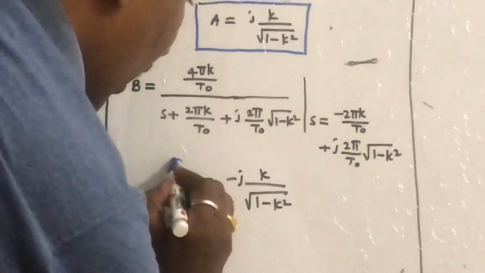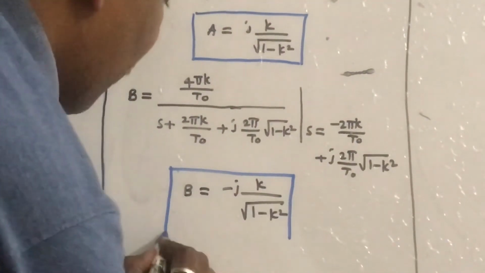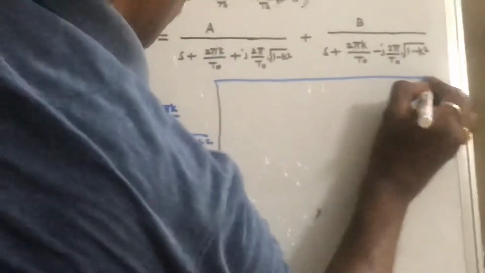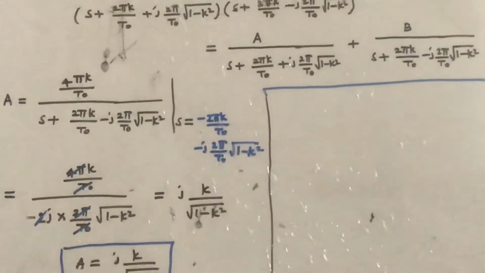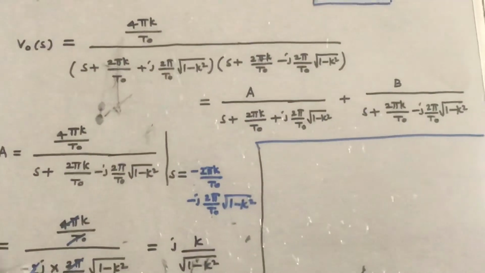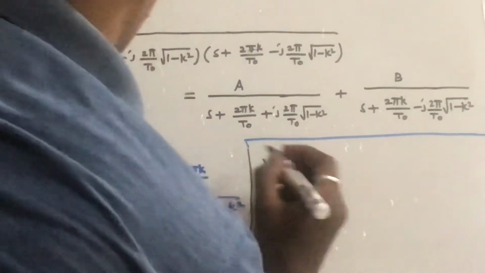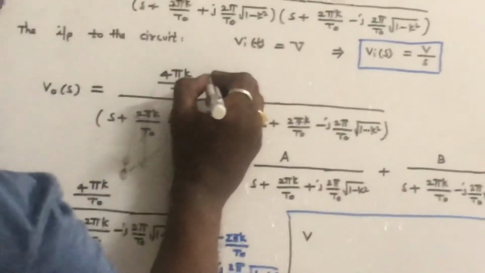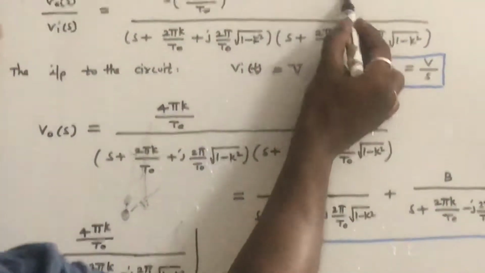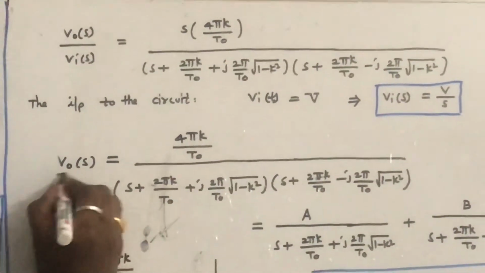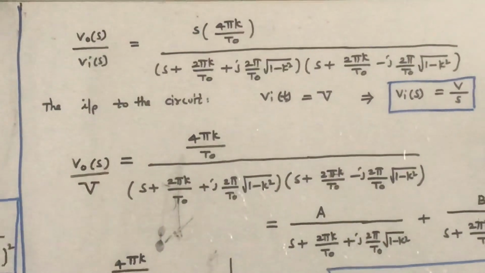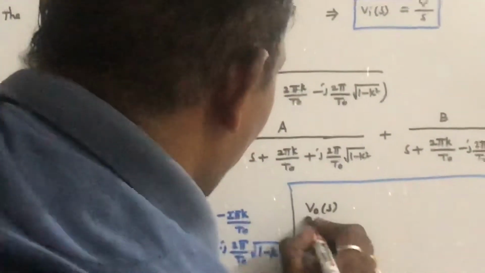So remember that we are finding the nature of response for the underdamped case for step input. That is our objective. So therefore substitute A and B in this formula. So V0 of S. In fact, we have to write V here, because we have multiplied V by S on this side, so the S gets cancelled out. Bring V to this side. So therefore V0 of S by V.